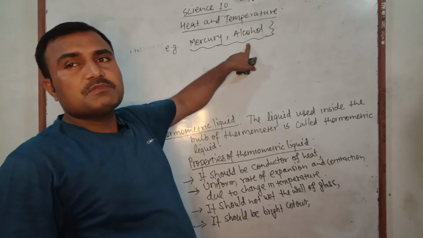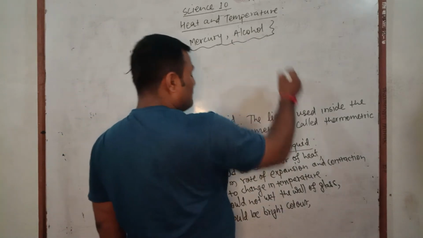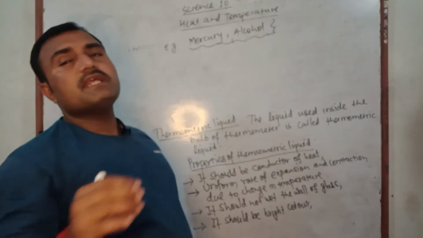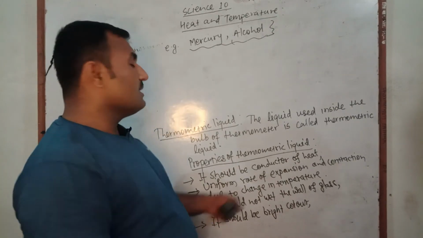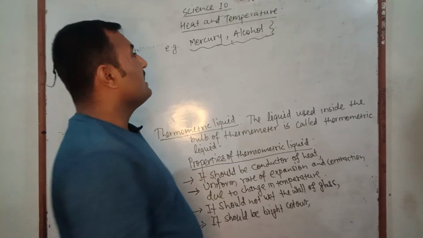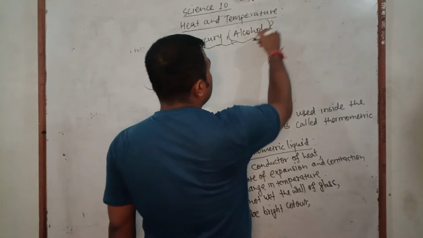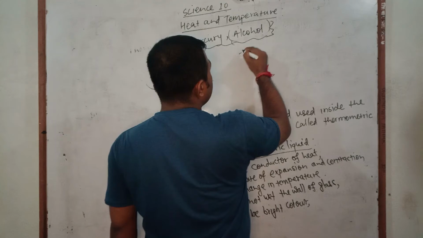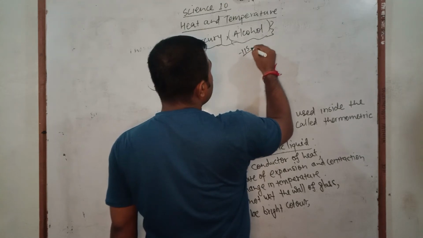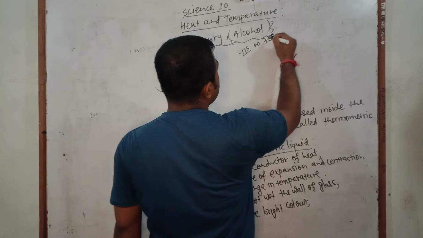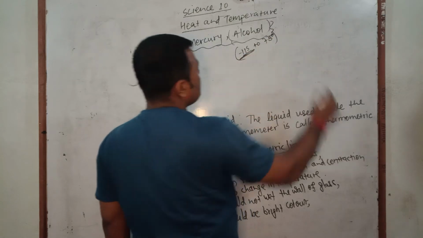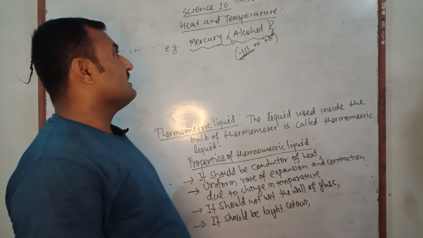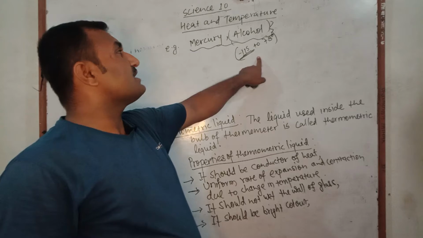Alcohol is another type of thermometric liquid. It also shows a uniform rate of expansion and contraction, can be colored into various colors, and does not wet the wall of the glass tube. Also listen, its freezing point is minus 115 degrees Celsius and its boiling point is 78 degrees Celsius. That is, it can measure temperatures as low as minus 115, therefore it is preferred in cold regions and can't be used to measure the temperature of boiling water.